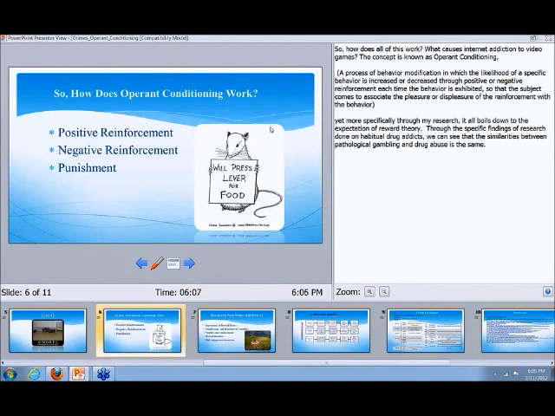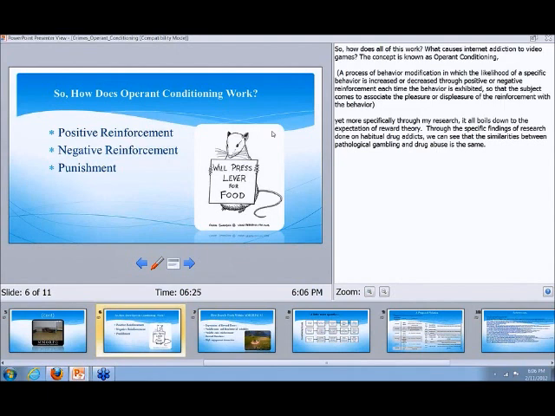Yet, more specifically through my research, it all boils down to the expectation of reward theory. Through the specific findings of research done on habitual drug addicts, we can see that the similarities between pathological gambling and drug abuse is the same.